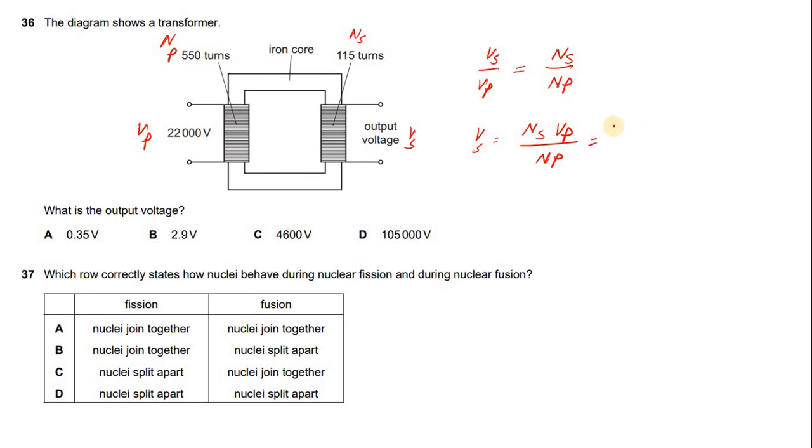Substitute the numbers. NS, number of secondary turns, 115 times VP, 22,000, divided by NP, 550. So VS would be equal to 4600 volts. The option is C.